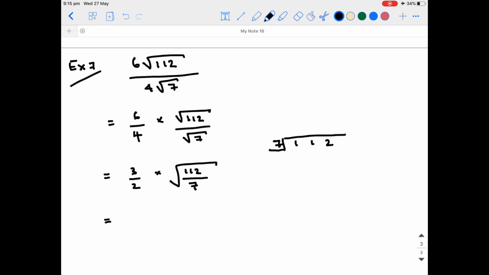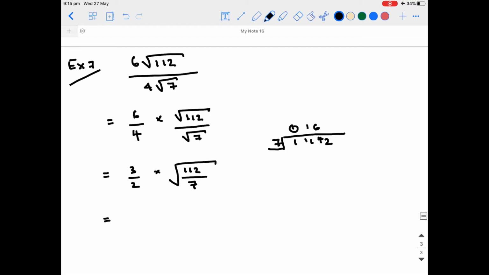I know that 7 doesn't go into 1, carry the 1. I know that 7 goes into 11 once, carry 4. And I know that 7 multiplied by 6 is 42. So what I now have is 3 divided by 2 multiplied by the square root of 16. The square root of 16 is 4. So that becomes 3 over 2 multiplied by 4.